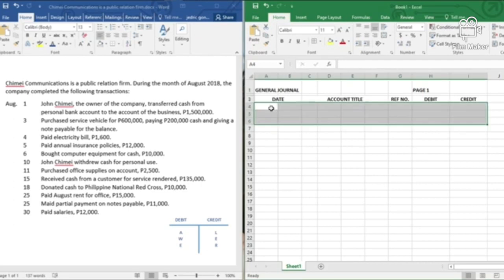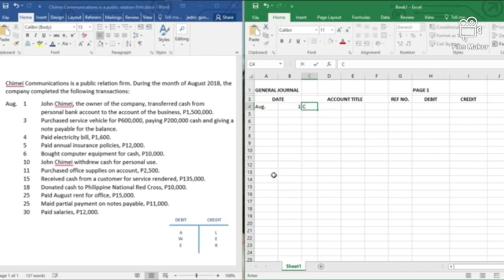Okay. So, that is August 1. So, anong natanggap ng bangko? Ang natanggap ng bangko is 1,500,000. So, that will be cash. Cash is an asset. Kapag nadagdagan ang asset, i-debit mo siya. So, account title here, debit mo si cash, 1,500,000.